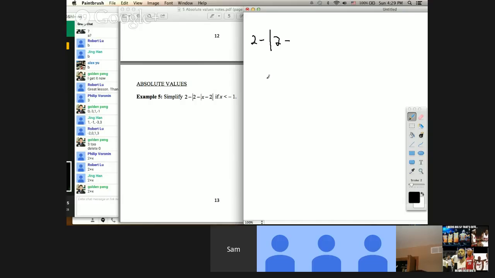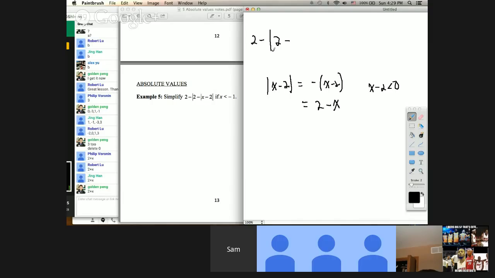First off, the absolute value of x minus 2 is on the inside, so we'll start with it. It says if x is less than negative 1, so we know that this inside is going to be negative. Since x is less than negative 1, x is going to be a negative number. Minus 2, so it's still going to be a negative number. So since x minus 2 is less than 0, we can write this as the negative of x minus 2, which is equal to 2 minus x. So I just kind of simplify.